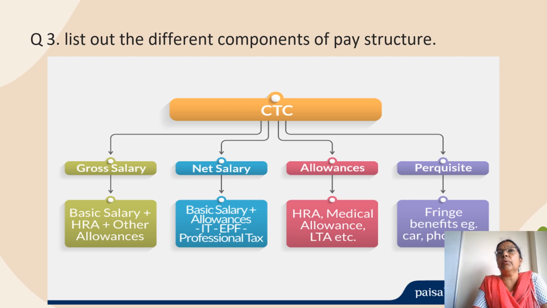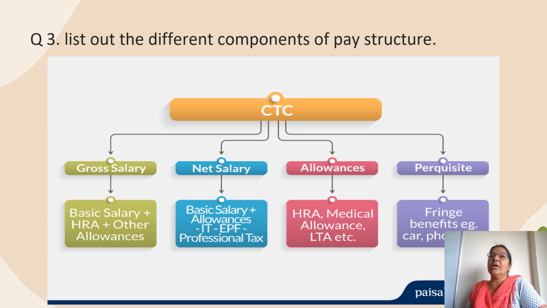So next is the question: list out the components of pay structure. So this is the pay structure of a company. What is CTC? What is CTC? Yes. What is cost to company? Good. What is cost to company?